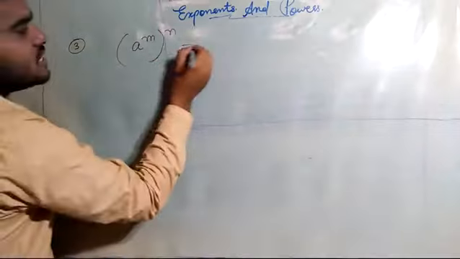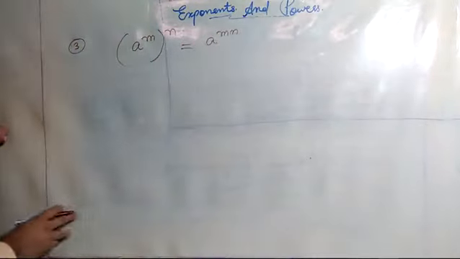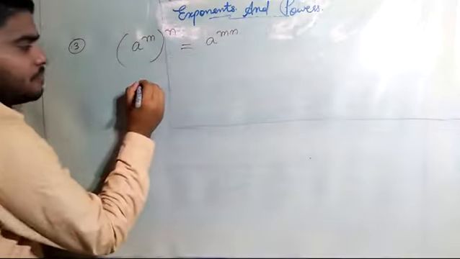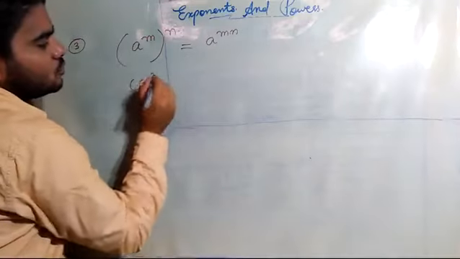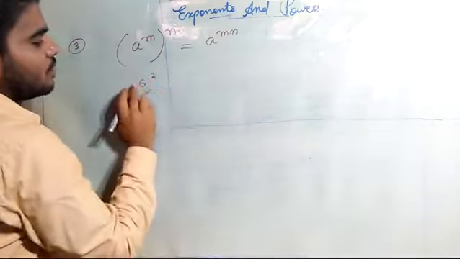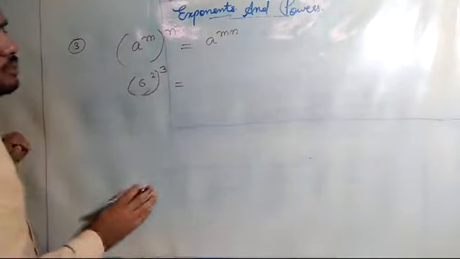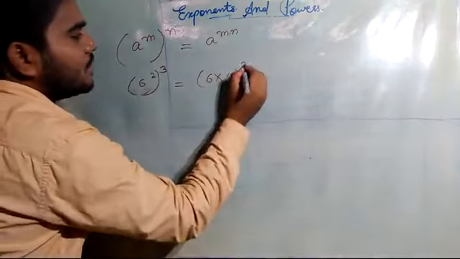Law 3, the third number law, says that if I have a raised power m, bracket raised power n, then this can be written as a raised power m into n. Now try to understand, my dear student. Suppose I have 6 raised power 2, and whole raised power 3. Then how are you going to write this? You will write 6 into 6, then raised power 3.